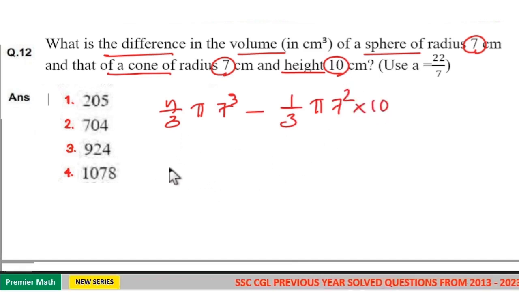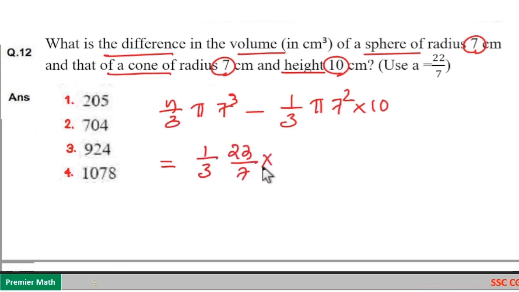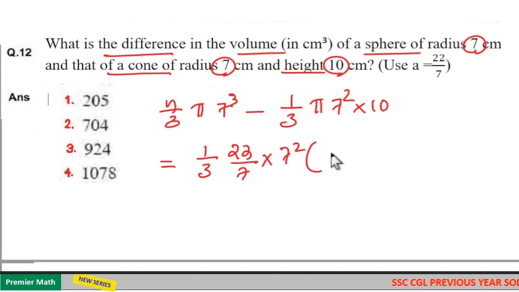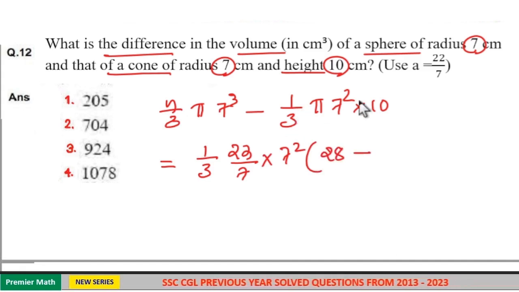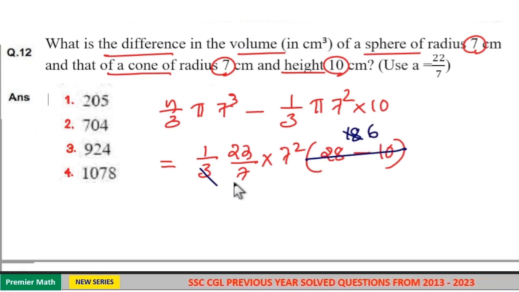Now here I'll take 1 by 3 pi into 7 square as common. 1 by 3 pi is equal to 22 by 7, into 7 square as common. Then the remaining term in the first term is 7 into 4, 28. Remaining in the second term is 10. So 28 minus 10 is equal to 18. And 3 goes 6 times in 18. 7 goes 1 time in 49.